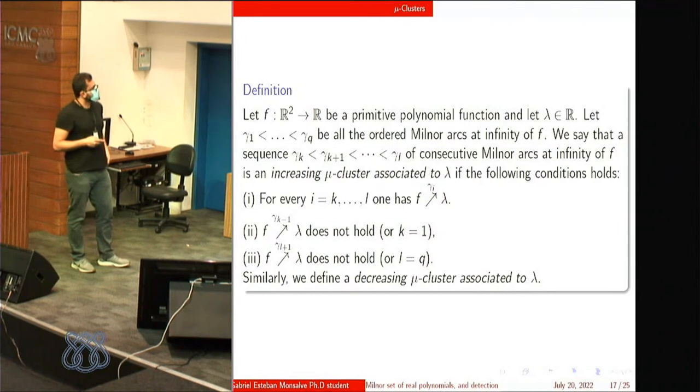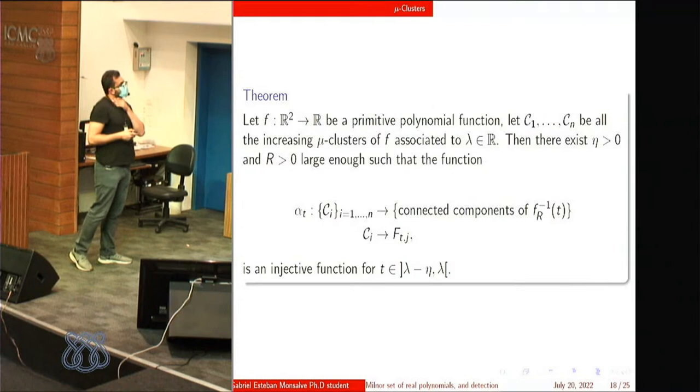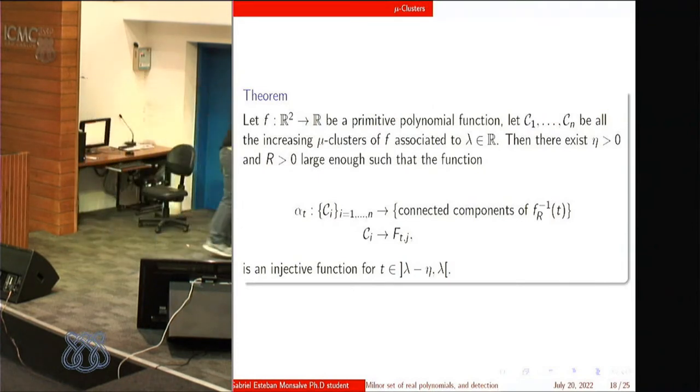this looks so technical, but in fact we have this theorem that is really related with the fibers. I'll leave this theorem here, but I'm just going to give some explanations. Let's suppose that this is the mu cluster, and we know that there should be some fiber intersecting in some way. So if it intersects one of the Milnor arcs in the same mu cluster, it should intersect all of the Milnor arcs in the same mu cluster.